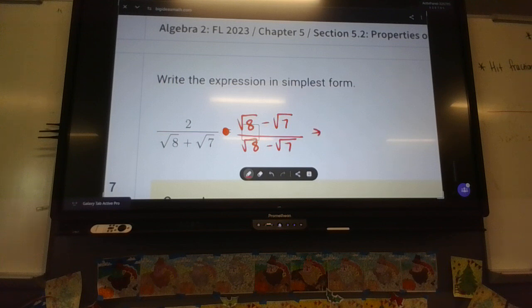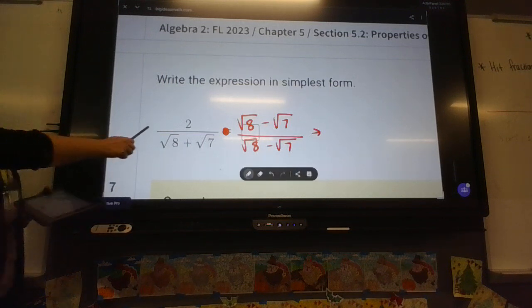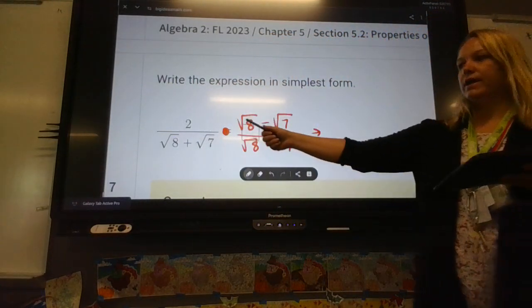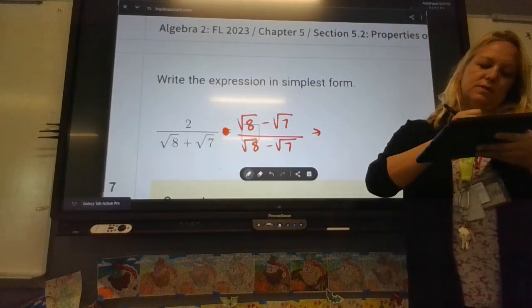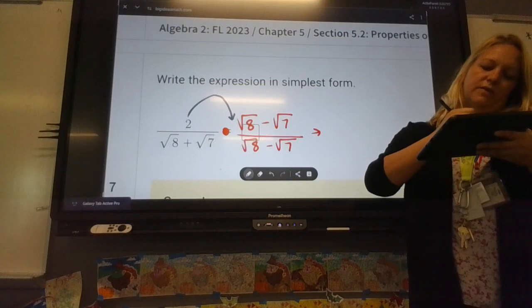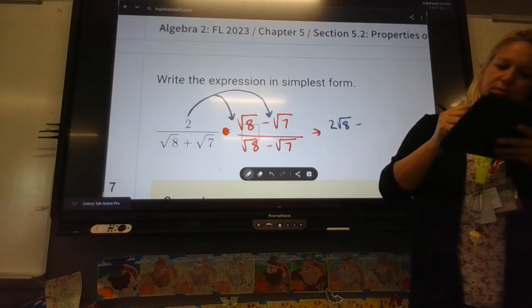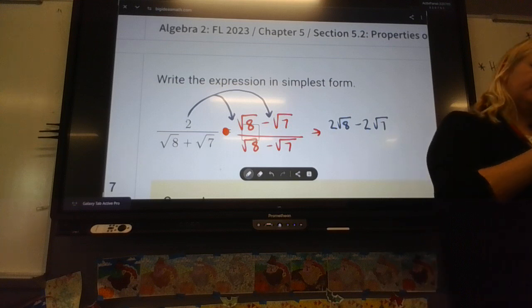All right. So here I am using the conjugate. This is just like bell work. I'm just going to keep everything the same, but change the sign in the middle. Now this is a 2. It's not a square root of 2. So it is different than these square roots. So I can't do 2 times 8. It's a regular 2 and a square root of 8. So this is just going to land in front of these like a coefficient. 2 square root 8 minus 2 square root 7.